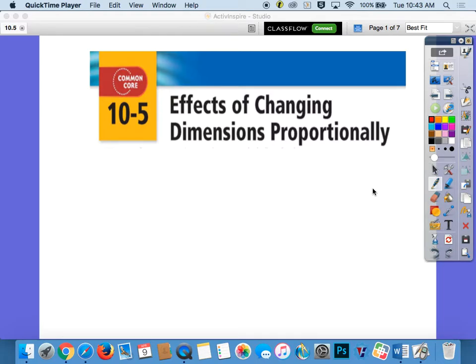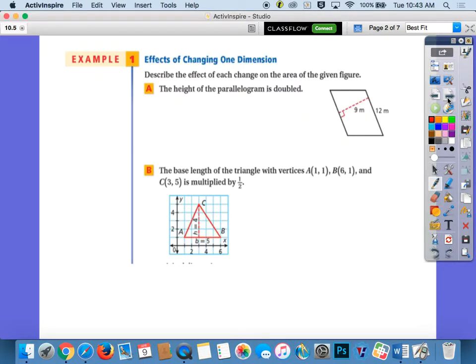Guys, so we're going to start working towards wrapping up this chapter. We have 2 sections left, and today we're going to see what happens to the area and perimeter of 2 shapes when we change dimensions. So the first thing we're going to do is a little exploring. We want to describe the effect of each change on the area of the given figure.